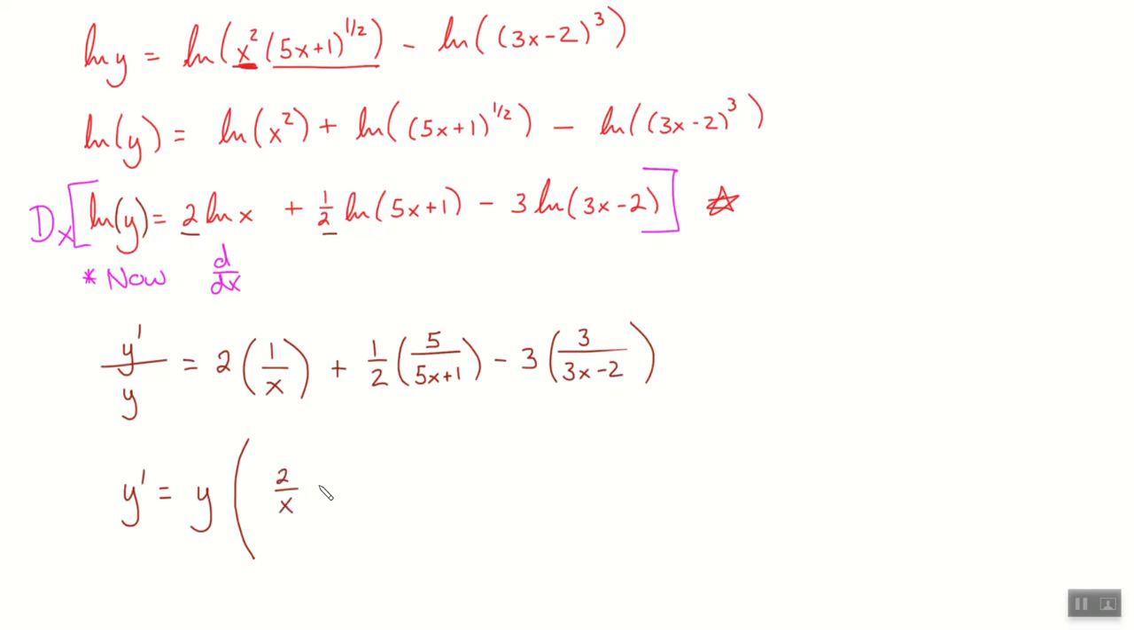2 over x plus 5 over, and I need your guys' input. Do I write 10x plus 2, or do I just write 2 times 5x plus 1? Okay, I'm fine with that. I don't know if that's what I'd really do, but that's okay. Minus 9 over 3x minus 2.